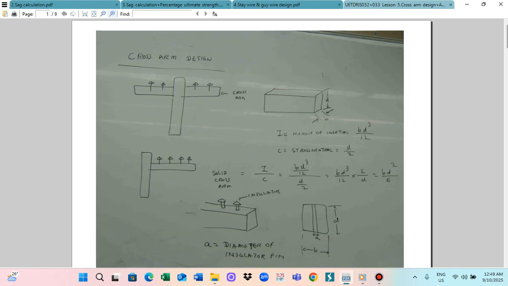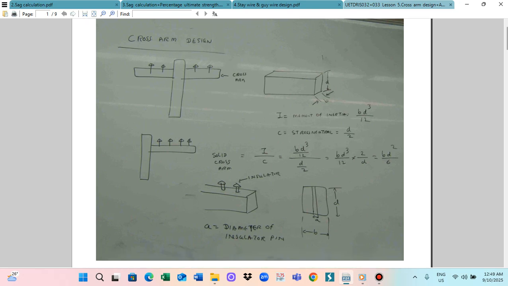So this is the cross arm. Cross arm, we install the pin insulator like this. So when we design the cross arm, you see that this side, you can see the view this way. So this is a cross arm. This one will be the cross arm, so the cross arm is normally like this.